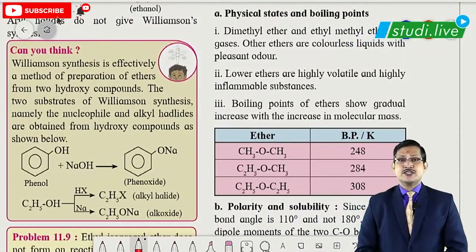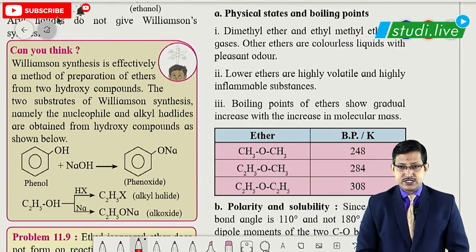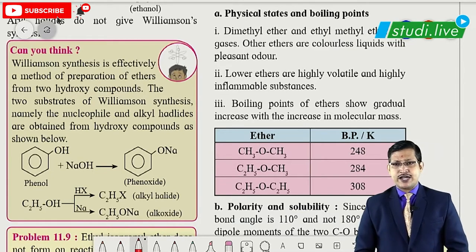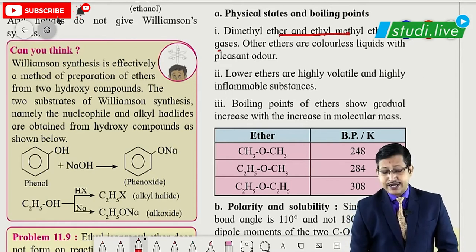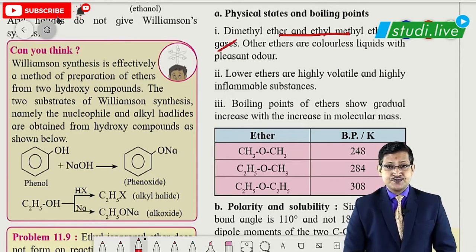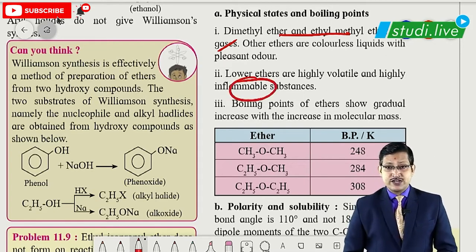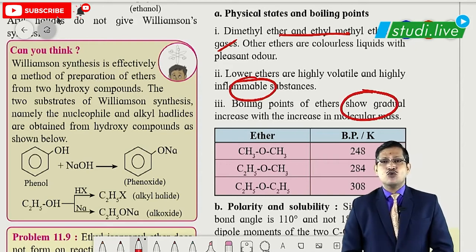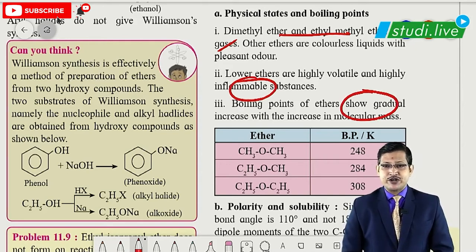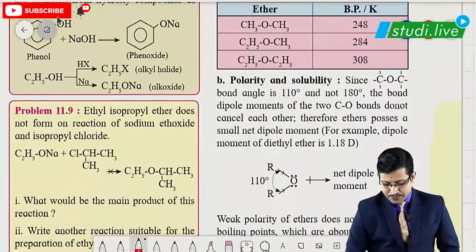Next is physical state and boiling point. What is the physical state and boiling point of ether? Dimethyl ether and ethyl methyl ether are gases. So the lower ones are gases, then you have liquids. They are inflammable in nature. See the words: inflammable, gases, liquids. And a very common thing, as the molar mass increases, boiling point increases. So four points are ready for your answer. This is how you remember your points.